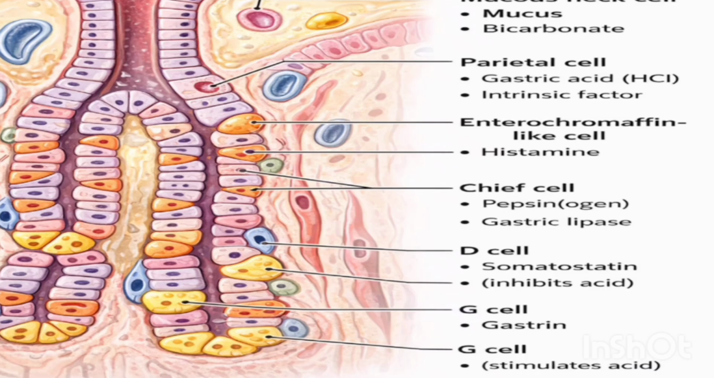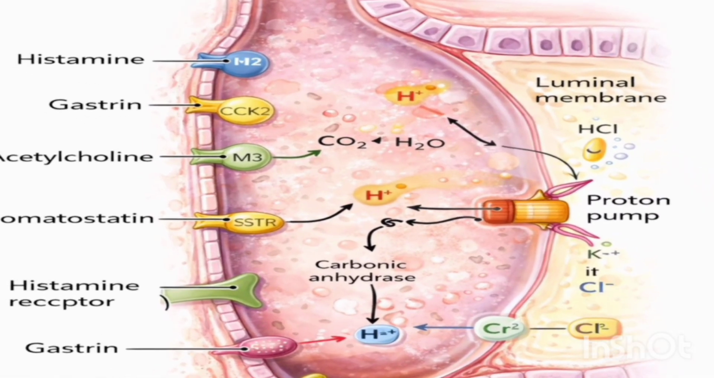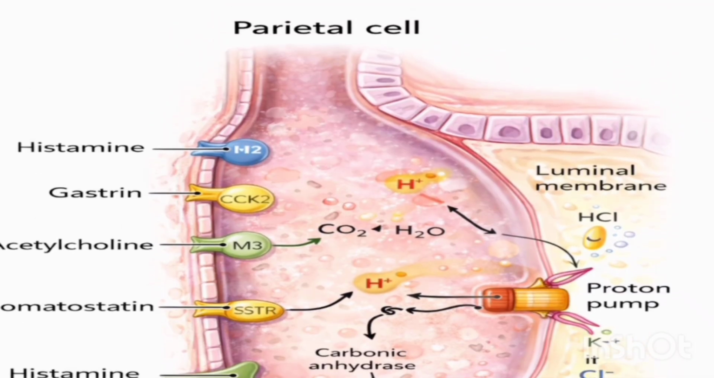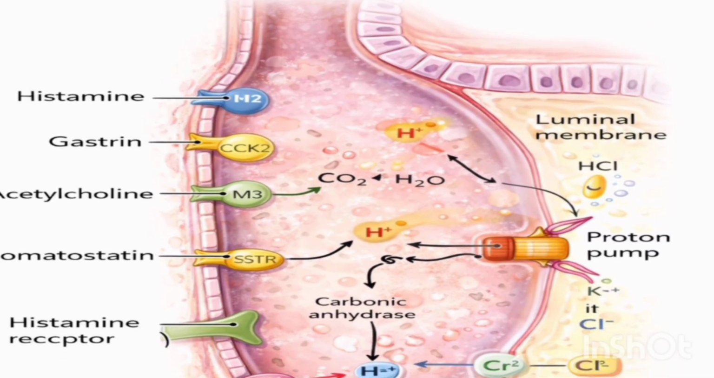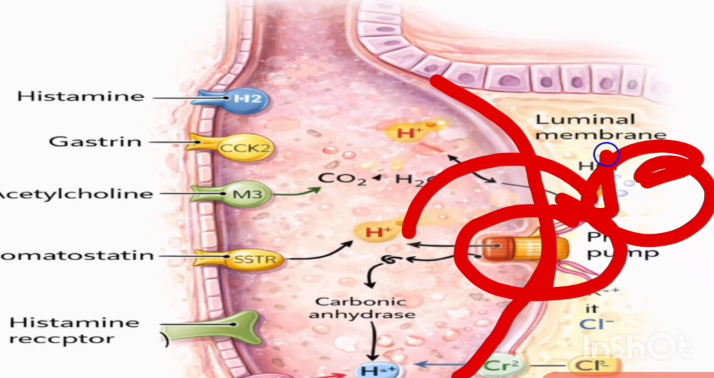How do these parietal cells secrete the HCl into the stomach? The parietal cell contains two membranes: one is the basolateral membrane, and the other is the lumen side. The stomach side is the luminal membrane. On the luminal side it contains a proton pump, which is responsible for the secretion of H+ ions into the stomach. These H+ ions then combine with chlorides and form the HCl. So parietal cells secrete the HCl with the help of the proton pump present on their luminal membrane.